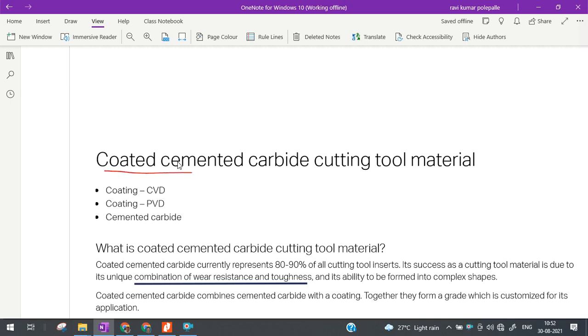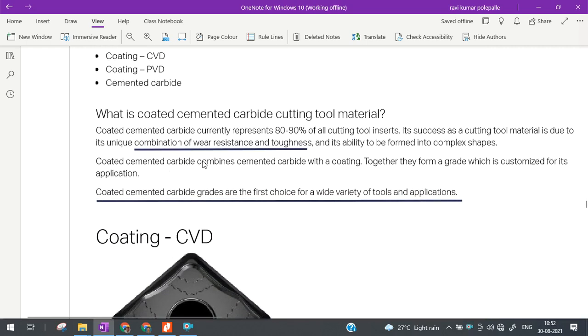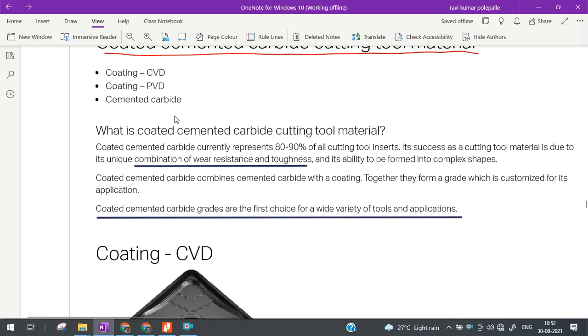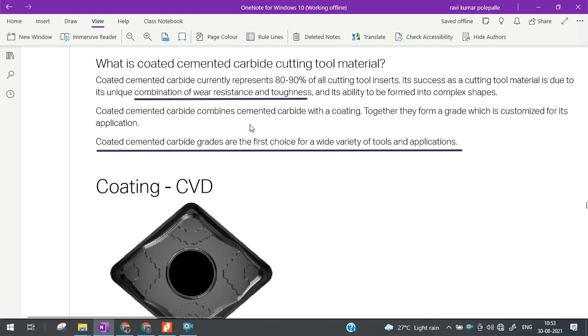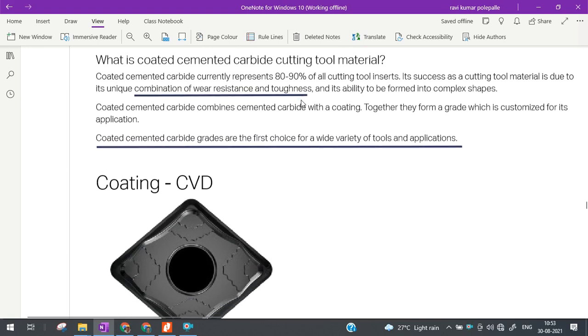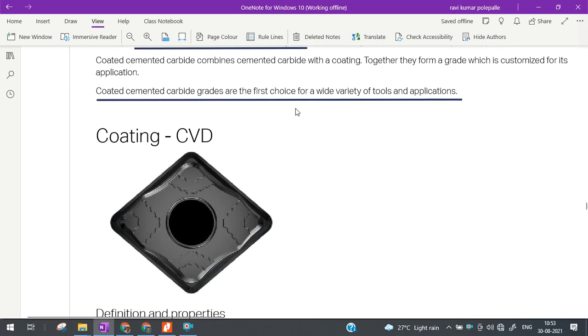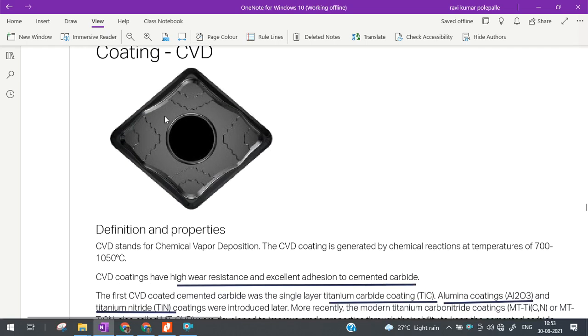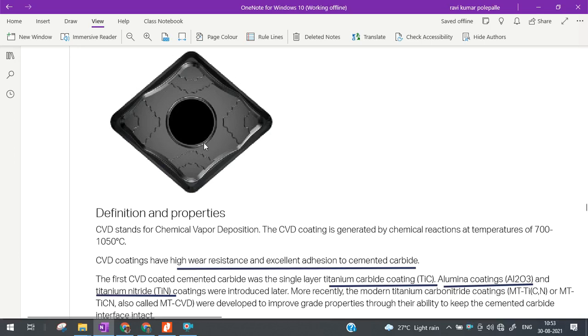Likewise, you can provide coatings on carbides also. So, coated cemented carbide cutting tool materials. When we provide coatings on cemented carbide tools also, we are once again going to see an improvement in the wear resistance and toughness. So this is an insert which is coated. The coating process again, as usual, can be the CVD process or the PVD process.